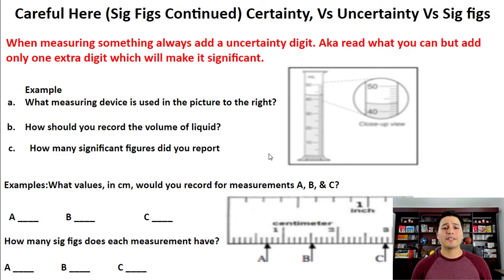So when measuring something, always add one uncertainty digit, aka read what you can, but add only one extra digit, which will make that one significant as well. So question A reads, what measuring device is used in the picture to the right? You should know that this is a graduated cylinder.